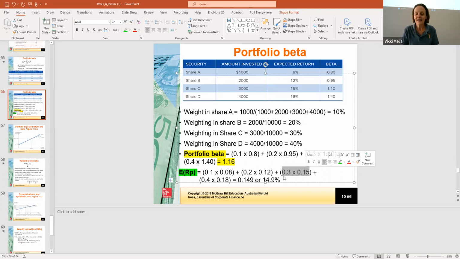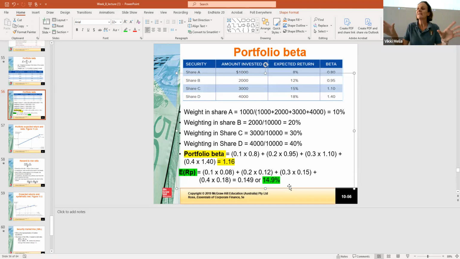Plus 30% of our money invested in share C, and the expected return from C is 15%. Plus 40% of our money invested in share D, and the expected return from D is 18%. So for our whole portfolio of those 4 assets, the expected return from the portfolio is 14.9%.